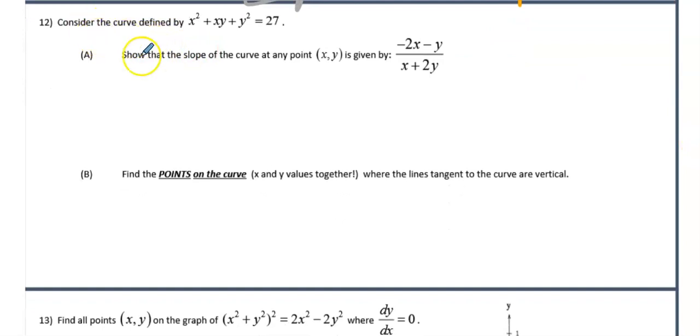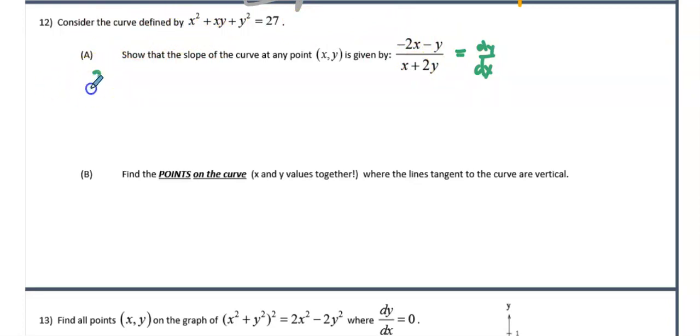Okay, so part A says show that the slope of the curve at any point is given by this expression. So really what this is telling us is they're giving us the actual answer. They're telling us that this expression is dy over dx, and they just want us to implicitly differentiate this and verify this answer. This is actually a really awesome question, and this has been in an FRQ on an exam before, is that they just want students to realize that all you got to do is implicitly differentiate this and then just verify that you get this answer back. And so let's do it.